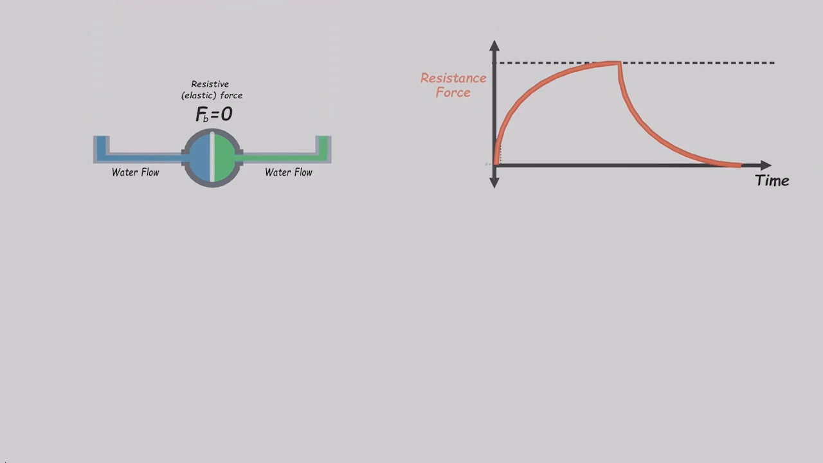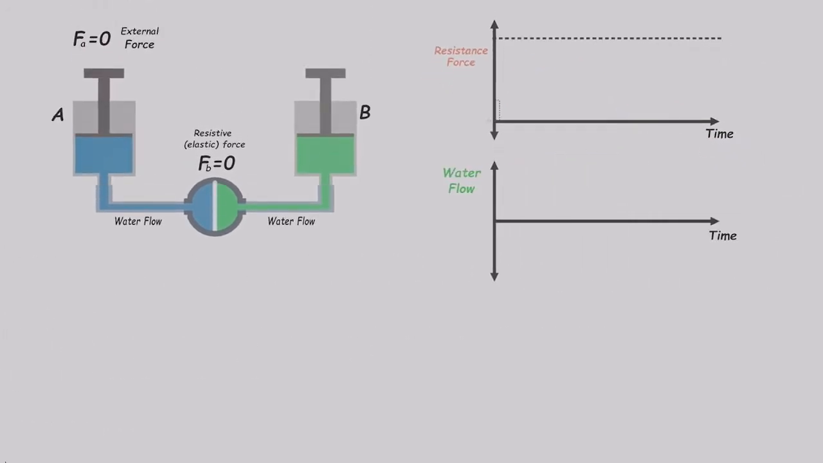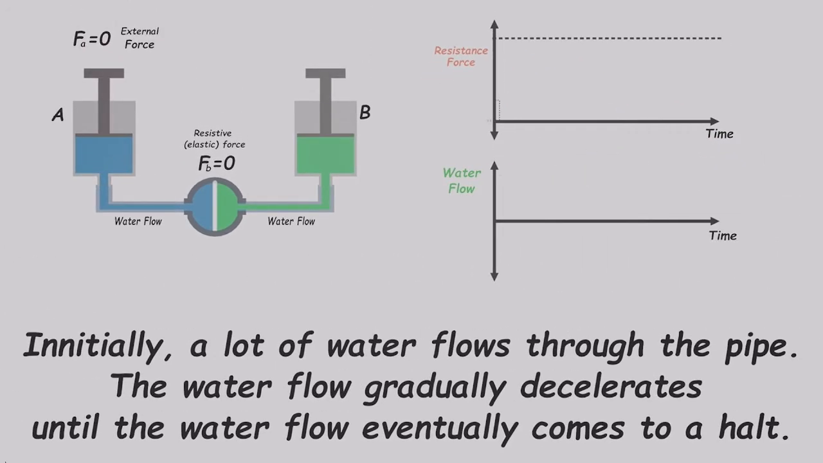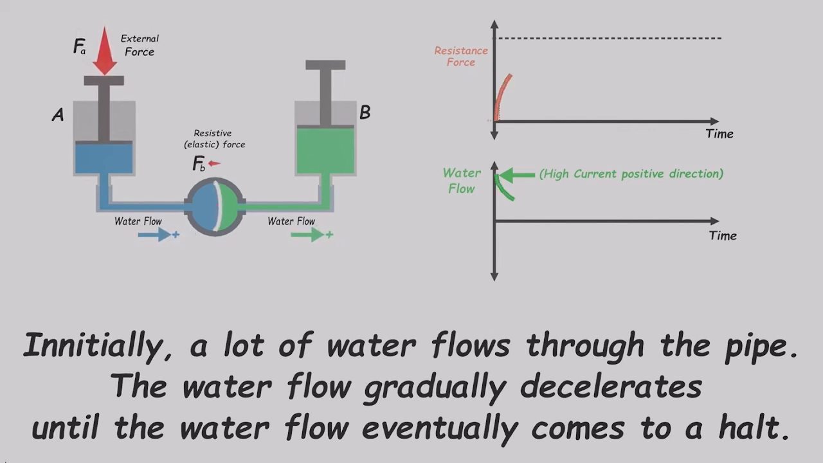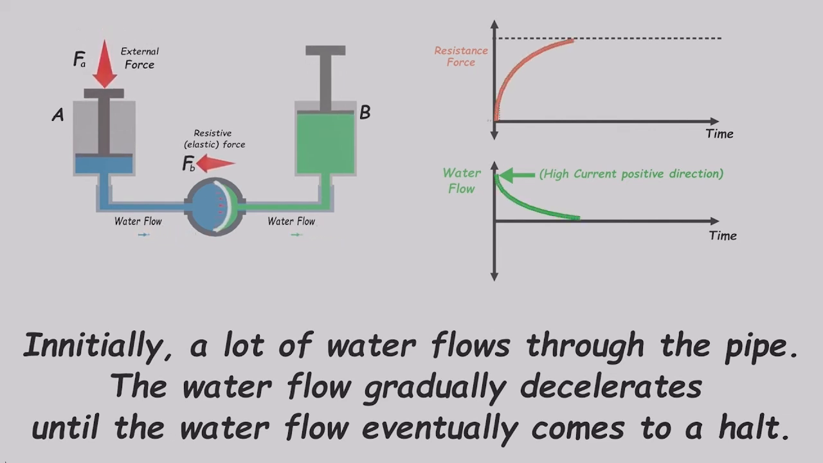Can you predict what occurs with the water flow during this period? Initially, the membrane is in its resting state, almost as if there is no membrane present at all. Consequently, even a slight force can move a significant amount of water through the pipe. However, as the water begins to move, the membrane expands and starts to exhibit resistance to the water flow, causing it to gradually decelerate. This process continues until the water flow eventually comes to a halt.